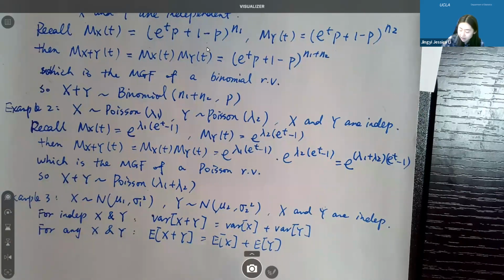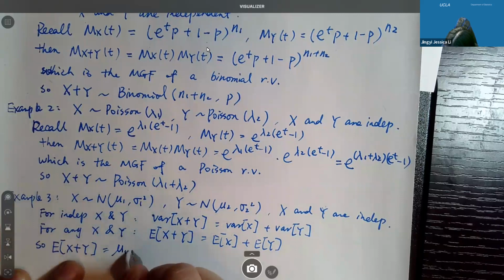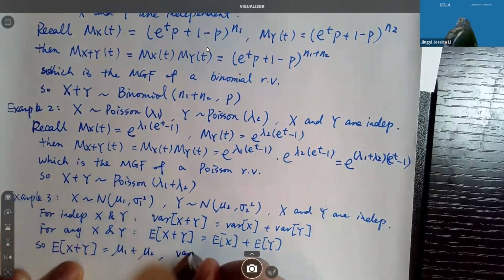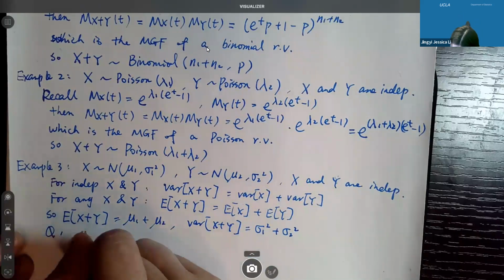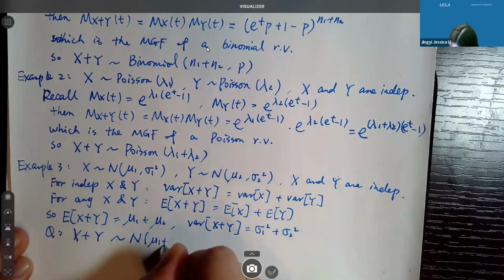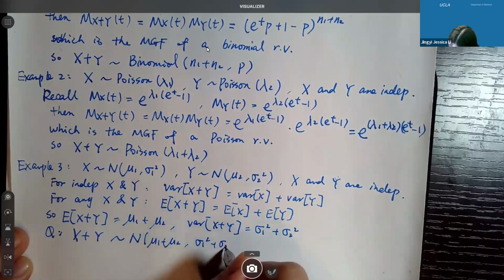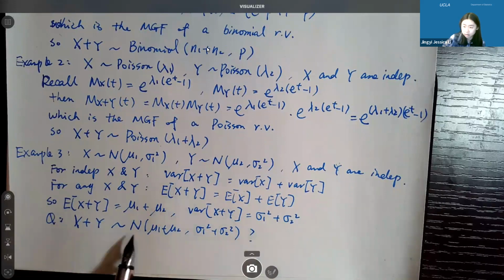Okay, so anyway, what we know for now is the expectation of x plus y here would be equal to mu1 plus mu2. And the variance of x plus y here would be equal to sigma 1 squared plus sigma 2 squared. But the question is, is it normal? Is x plus y normally distributed with this mean, with this variance? That's our question, right? Knowing the mean and the variance alone will not tell us whether the distribution is normal or not. These are two questions. So we have to rely on the MGF to help us check it.